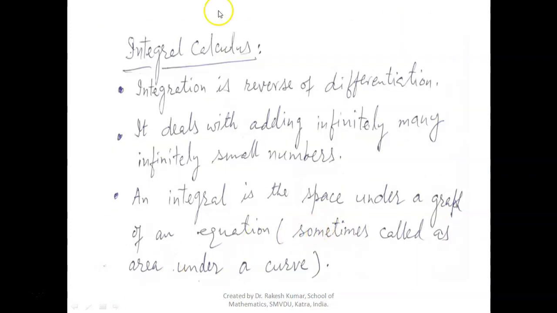Next is integral calculus. So integral calculus is a reverse of differentiation. It deals with adding infinitely many infinitely small numbers. An integral is the space under a graph of an equation, or sometimes called the area under a curve.